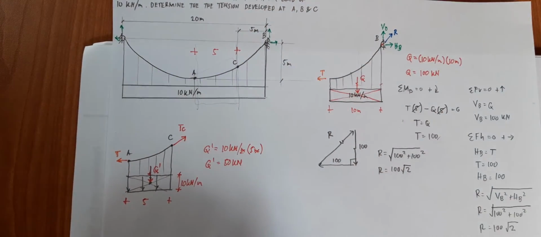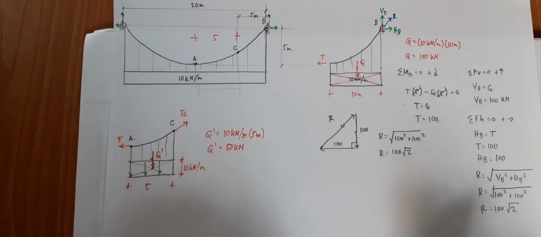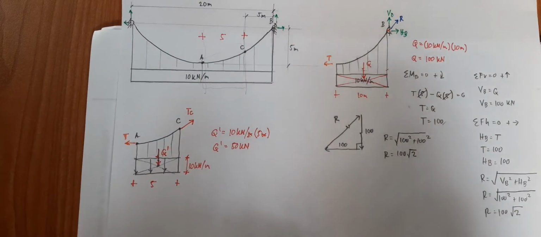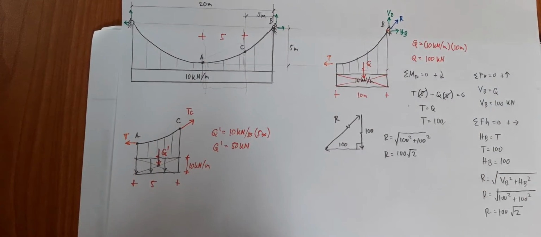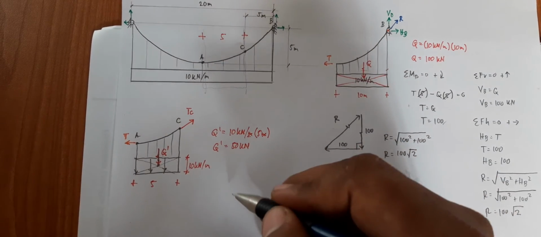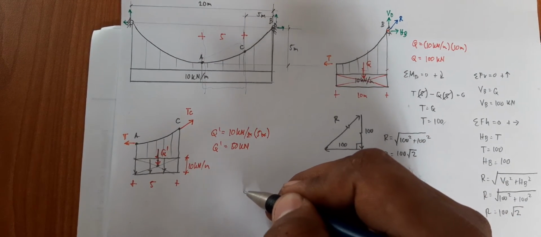kilonewtons. Next, since you have now Q prime, you can make use again of your force triangle. On the downward direction, you have 50.